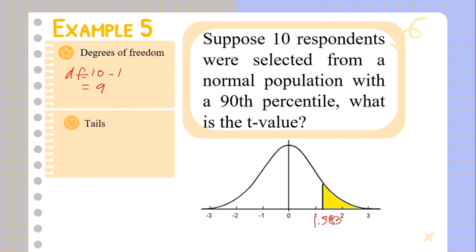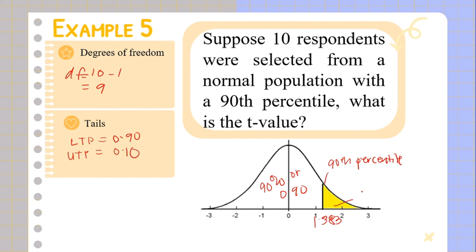1.383. Itong t-value na ito is the 90th percentile. And then, since 90th percentile siya, it corresponds to 90% or 0.90. Yan ang ating lower tail probability. Then, for the upper tail probability, 1 minus 0.90, that is 0.10. And yun ang ating shaded area.